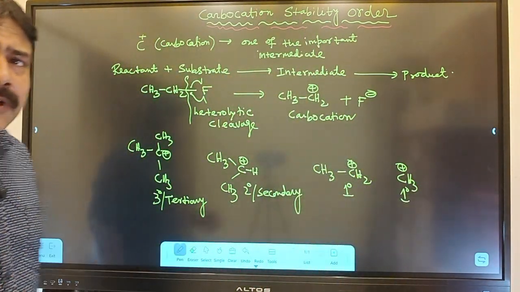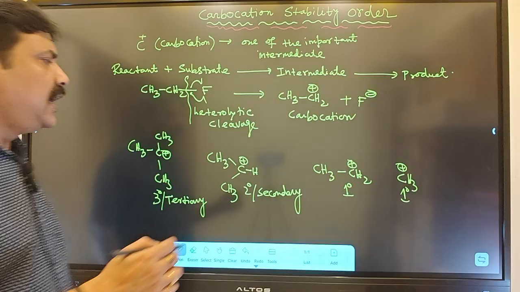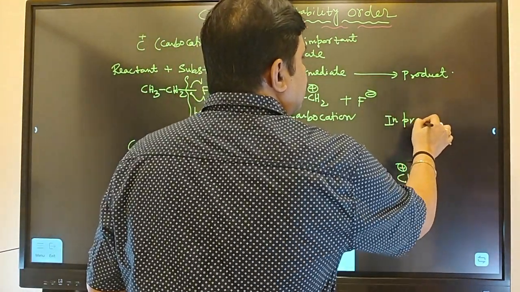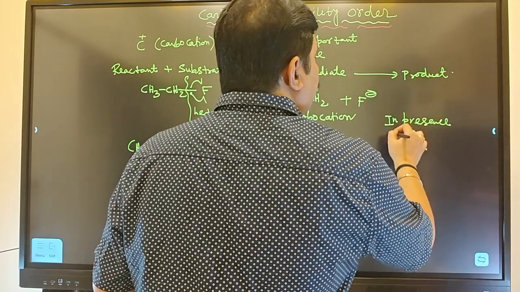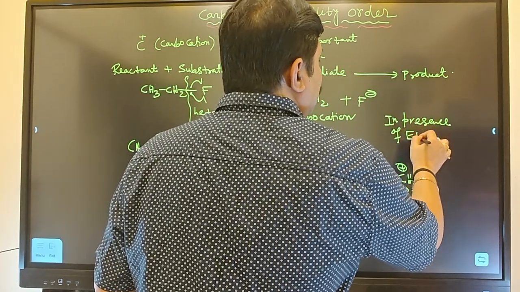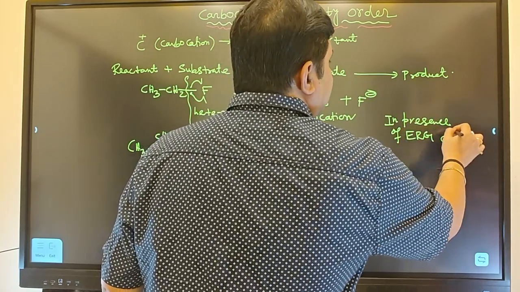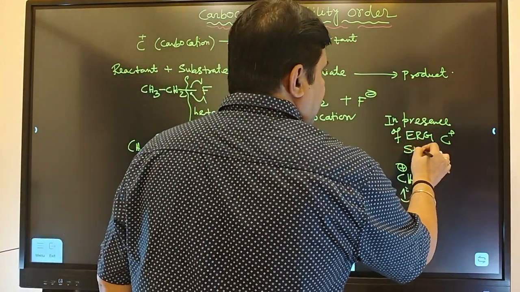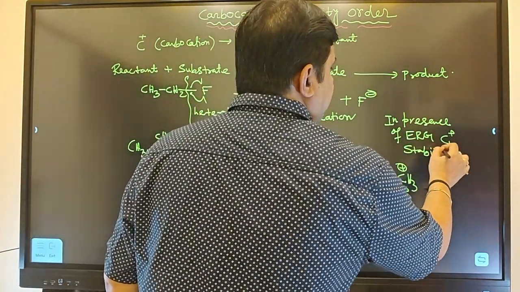Now in terms of general logic, I can put that in the presence of electron releasing groups, where carbocation we generally put as C plus, carbocation stability will increase.